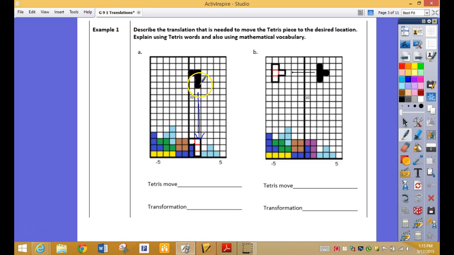What translation, what slide, what did I have to do in Tetris? What would I have to do to this pre-image to get my new image? Slide it down. Okay, so I would have to move down how many? Yep, down 11. Now, is there a transformation that took place? We transformed it by sliding it. Now we're in 8th grade, almost 9th grade. It was a translation.